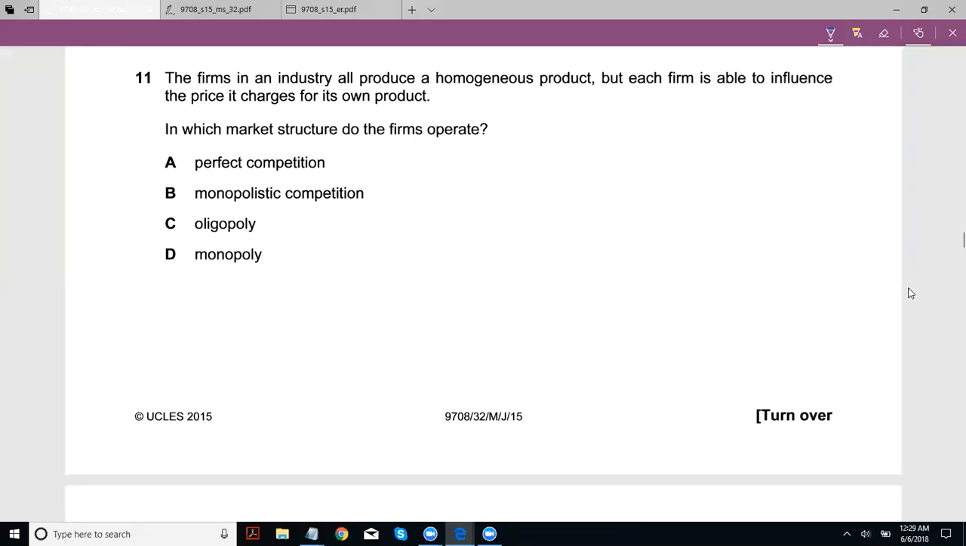All right. So question 11, the firms in an industry all produce a homogeneous product, but each firm is able to influence the price it charges for its own product. So I don't think you can say this is a case of perfect competition because they're able to influence the price. I don't think you can say this is monopolistic competition because a very key characteristic of monopolistic competition was product differentiation. I don't think you can call this monopoly because clearly there is more than one firm in the industry, in the market. So you have to call this an oligopoly.